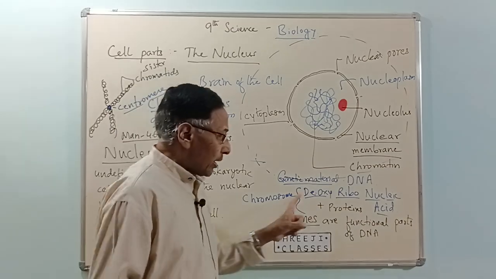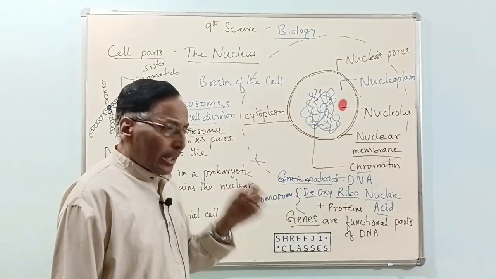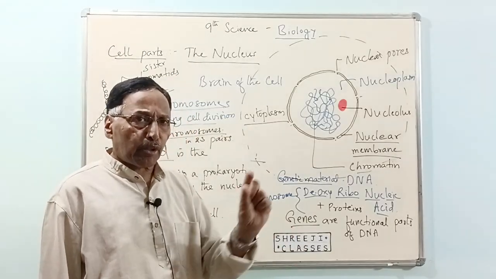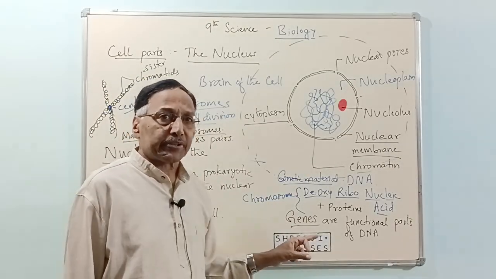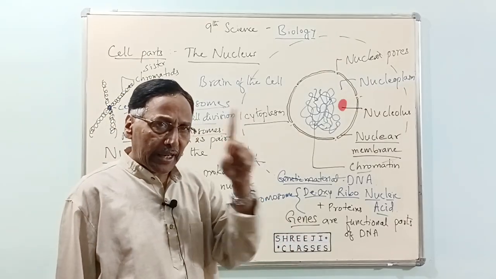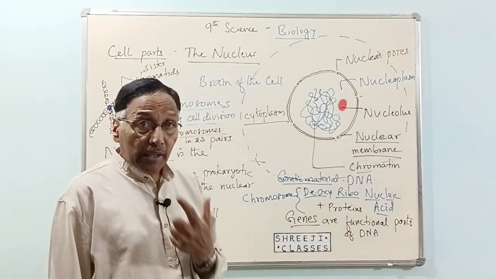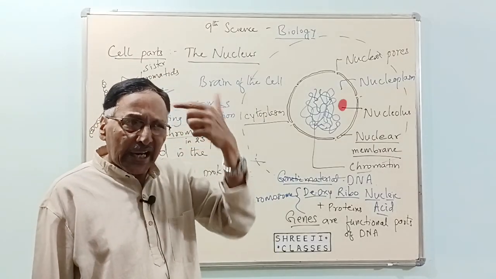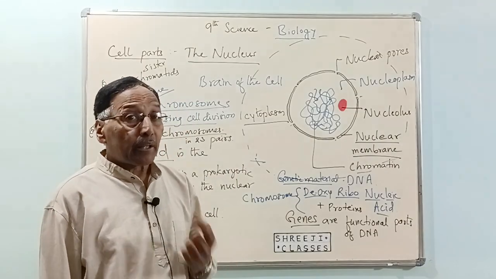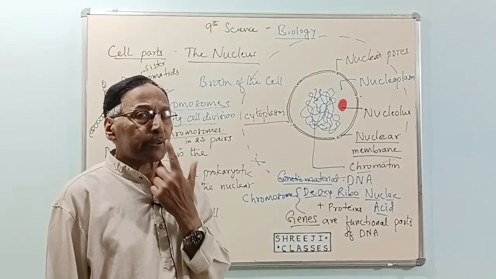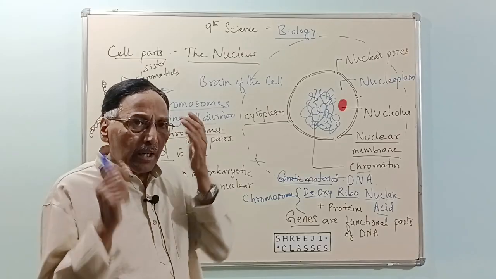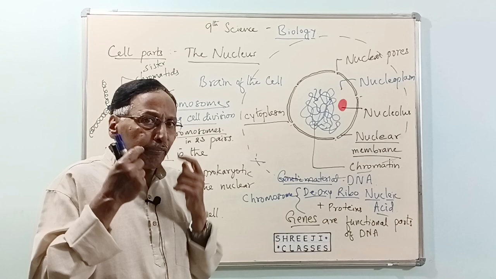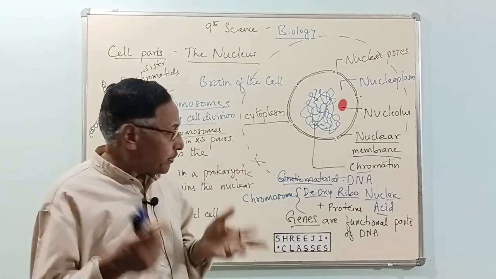This DNA molecule has different parts, functional units, which are called genes. The functional units of DNA are called genes. Each gene carries one character. Like there is a gene for type of hair, color of hair, curly hair or straight hair, type of nose, type of lips, type of ears, type of forehead, the chin, etc. Even the arrangement of teeth in our gums is because of genes.